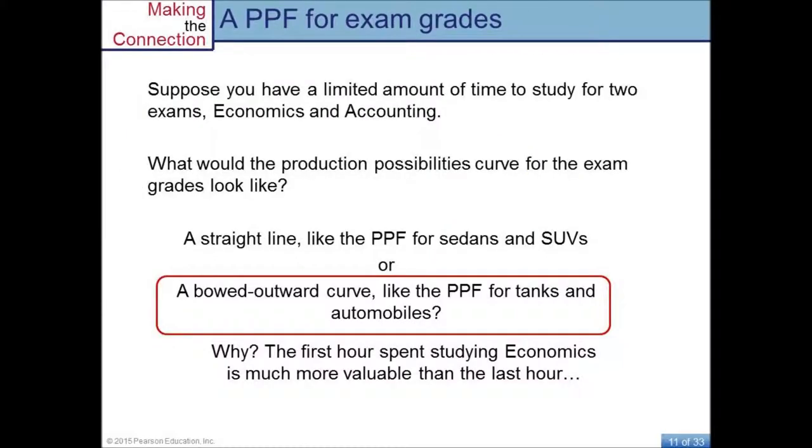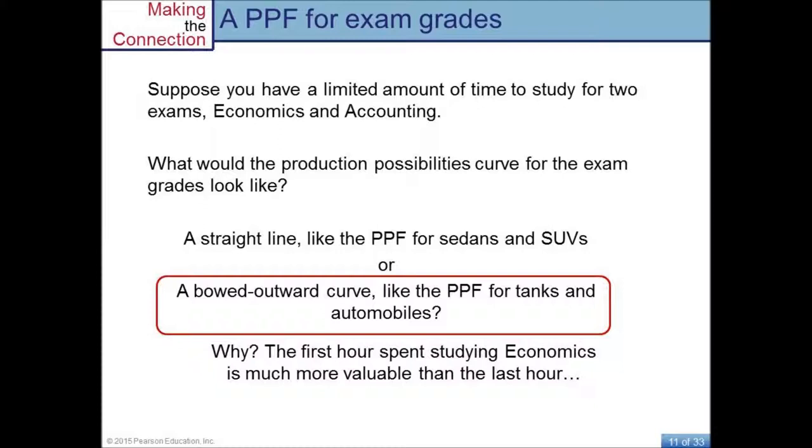So moving to slide 11, we're faced with a situation about exam grades. And so we have to study for 2 exams, economics and accounting. They're both in the same time period, so we don't have all the time in the world to study for both. So now we may have to give up one for the other. What would the PPF curve look like for these exam grades? Would it be a straight line like the PPF for sedans and SUVs, or would it be a bowed outward curve like the PPF for tanks and automobiles?